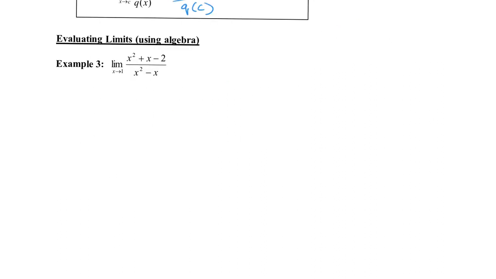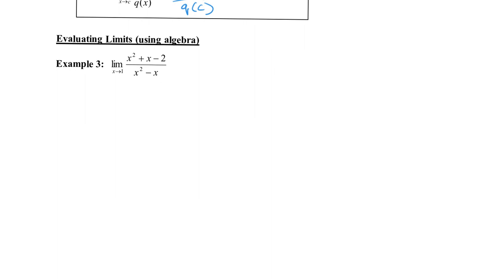Let's try one of these. The directions will say something like evaluate the limit. We've got a limit problem here. You notice this is a rational expression. So we should just, step 1, plug in the number, right? This is a rational expression. Let's plug in 1 and see what we get. If you plug in 1 for all the x's, we're going to get 1 plus 1, which is 2, minus 2, which is 0. In the bottom, we're going to get 1 minus 1, which is 0.